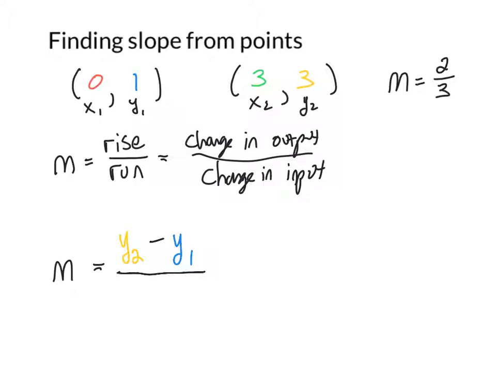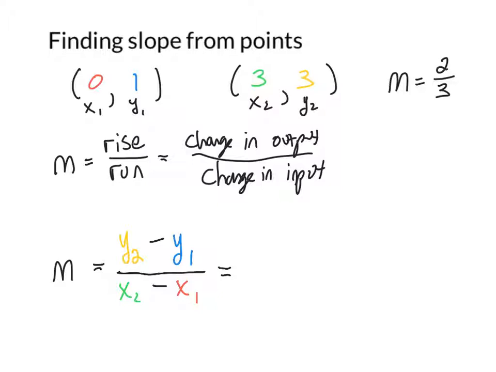And now if I look at my change in input, I can do something very, very similar. I look at x2. Now I always make sure to start with the same one, x2, and then I subtract whatever I had for x1, like this. So just given 2 points, if I know the 2 points x1, y1, and x2, y2, I can compute my slope with this formula. Change in y over change in x, which is y2 minus y1 over x2 minus x1.